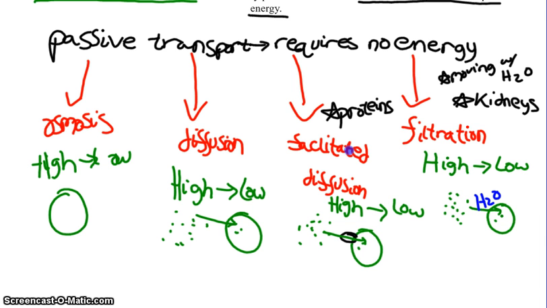So here we'll do blue because we know we're dealing with water molecules. So let's say we have one inside and then we have all these waters outside. So we're going to be moving water from high to low. So for osmosis, the key word to think here is water.